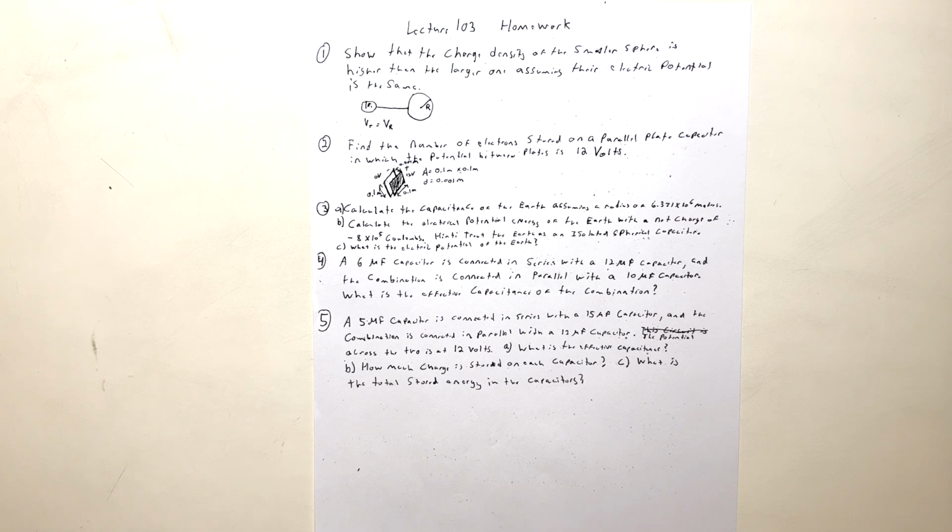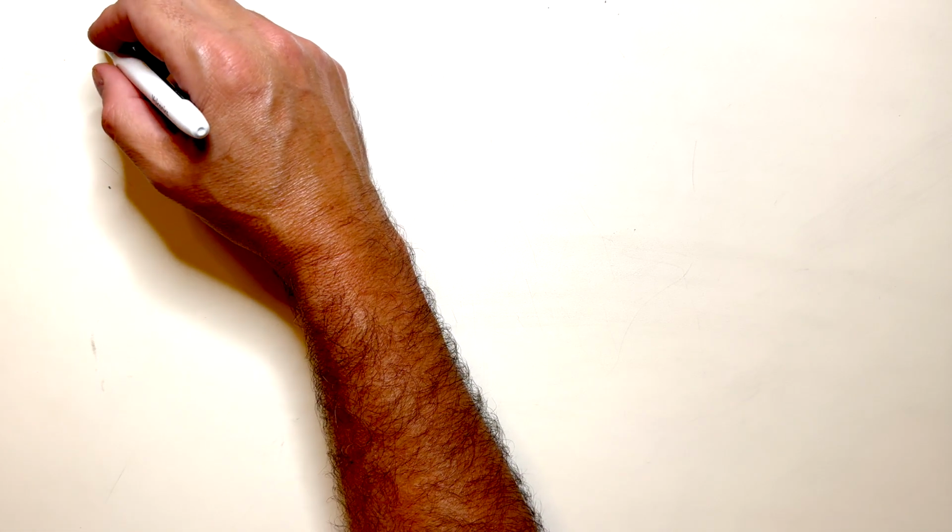Okay, here's a fun problem. Number 3. Calculate the capacitance of the Earth, assuming a radius of 6.371 times 10 to the 6 meters. And then part B, we'll calculate the electric potential energy of the Earth with a net charge of minus 8 times 10 to the 5 coulombs. Hint, treat the Earth as an isolated spherical capacitor. And then part C, we'll ask what is the electric potential of the Earth in volts, presumably. So let's see. I believe this number of coulombs for the Earth is roughly that given by Mr. Faraday himself in the 19th century, though I probably rounded it to a more convenient number.